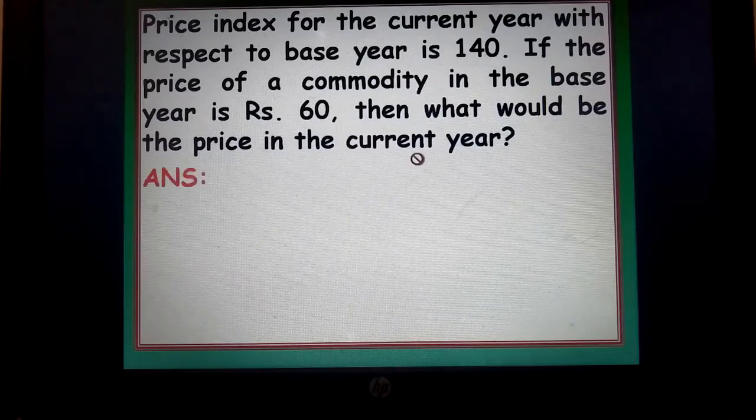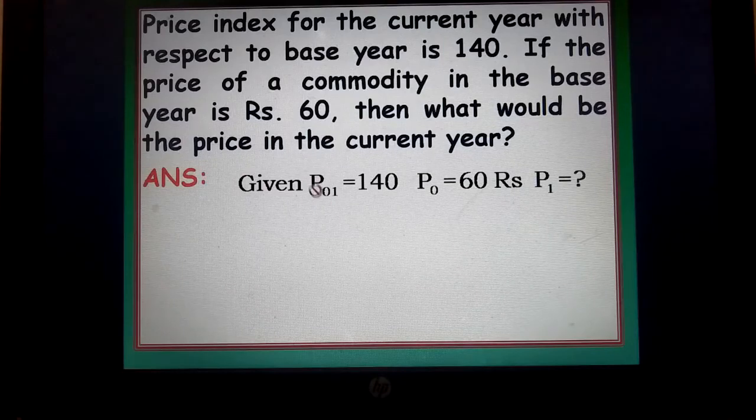Am I correct? So with the given aspects, this P01 price index number in the current year as compared to the base year is given as 140. If the price of a commodity in the base year is rupees 60, price in base year, what is that? P0. That's why P0 is equal to 60 rupees. What would be the price in the current year? Price in current year is nothing but P1. That is the question mark. So with the help of P0 and P01, how to calculate P1? We need to understand.